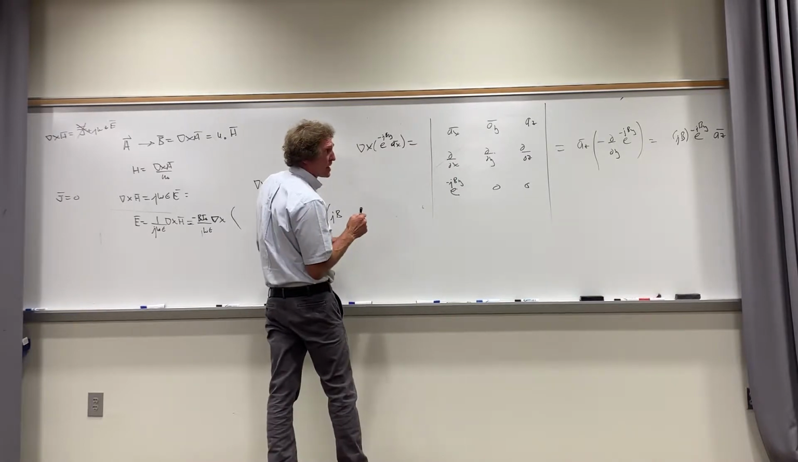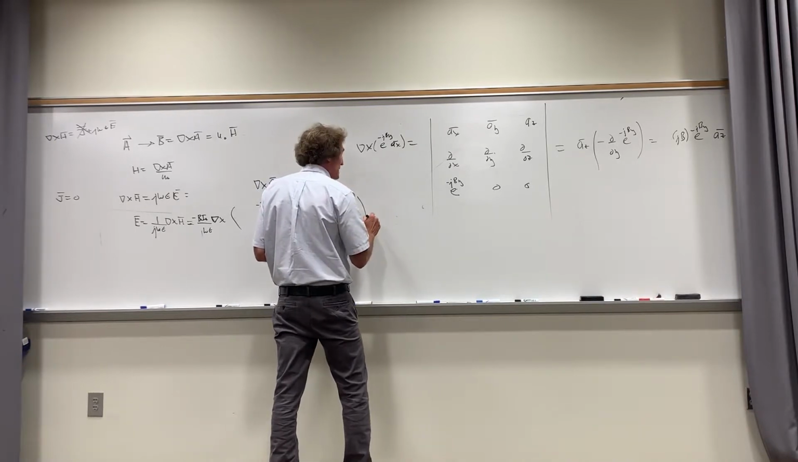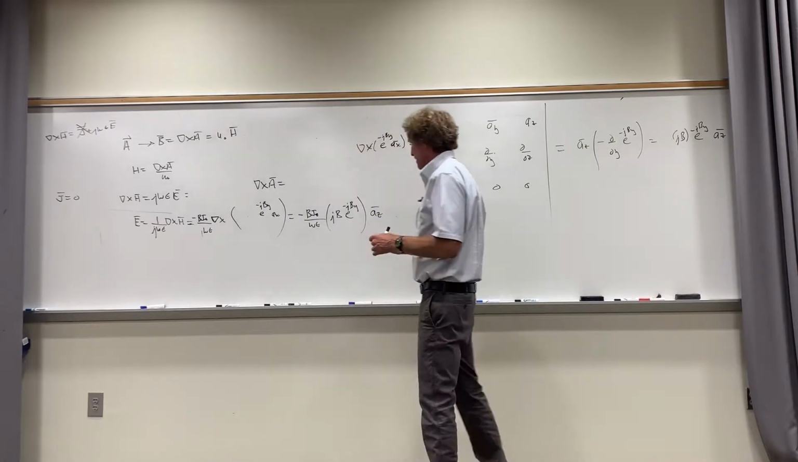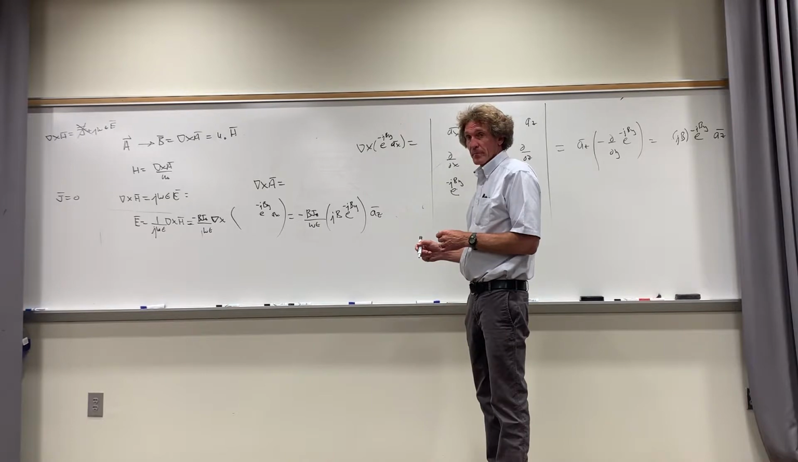J beta times e to the minus j beta y in the a_z direction, and that's equal to the E field. Do you agree with that? No. Yeah, that's beta squared.